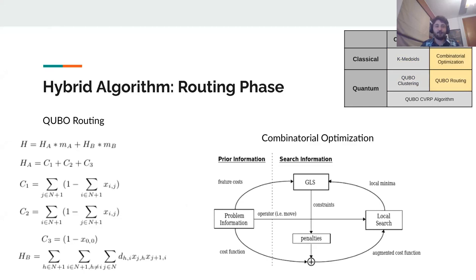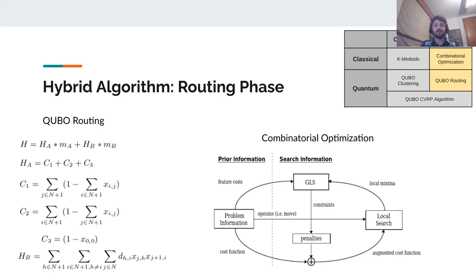For the routing phase, we also developed both a classical and a quantum algorithm. The classical algorithm is a combinatorial optimization algorithm. This algorithm is modeled using Google's OR-Tools framework. Then we use guided local search to explore the solution space and return the best solution found. Guided local search is a heuristic algorithm built on top of a local search algorithm. It gradually adds penalties to certain features of the solutions to help the local search escape from local minima and plateaus. It performs an exhaustive search of the solution space and thus tends to find the global minima.